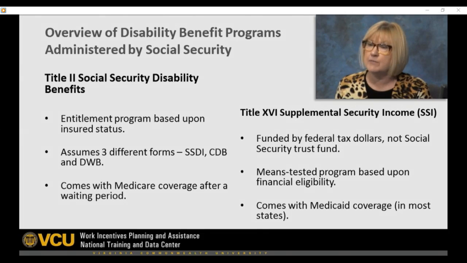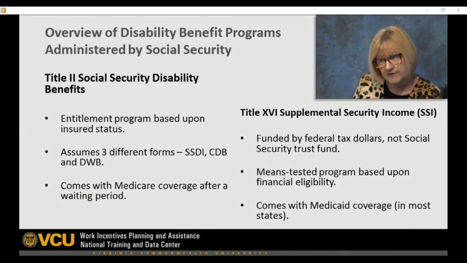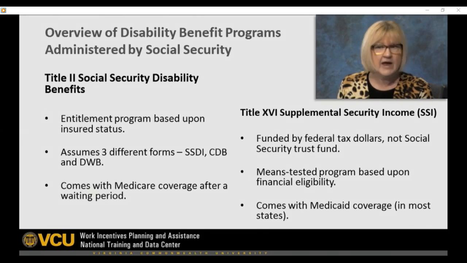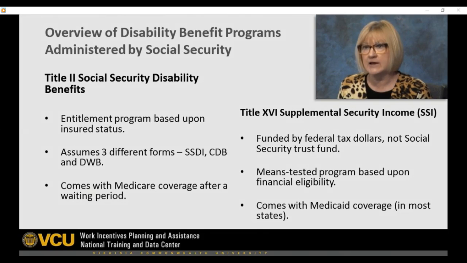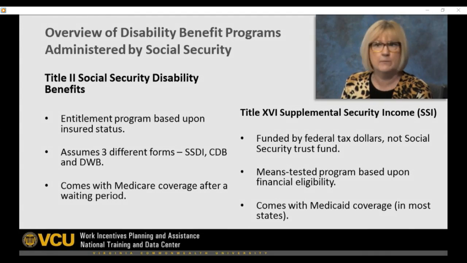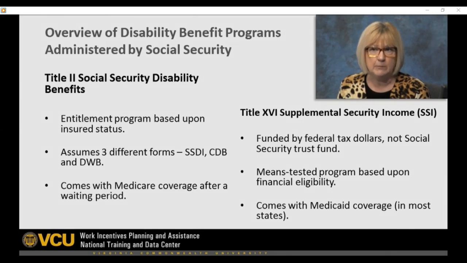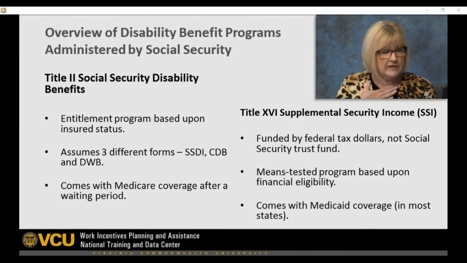And then finally, the Title II programs come with Medicare coverage, and this is a federal requirement. There's no state variance here. Medicare coverage comes after a specific waiting period, and we'll describe that waiting period in a little while. But people think that when they become entitled to a Title II disability benefit, Medicare comes right away. It doesn't. There is a 24-month waiting period after the month in which you become eligible, and then Medicare is available and people can enroll. That's the Title II side.